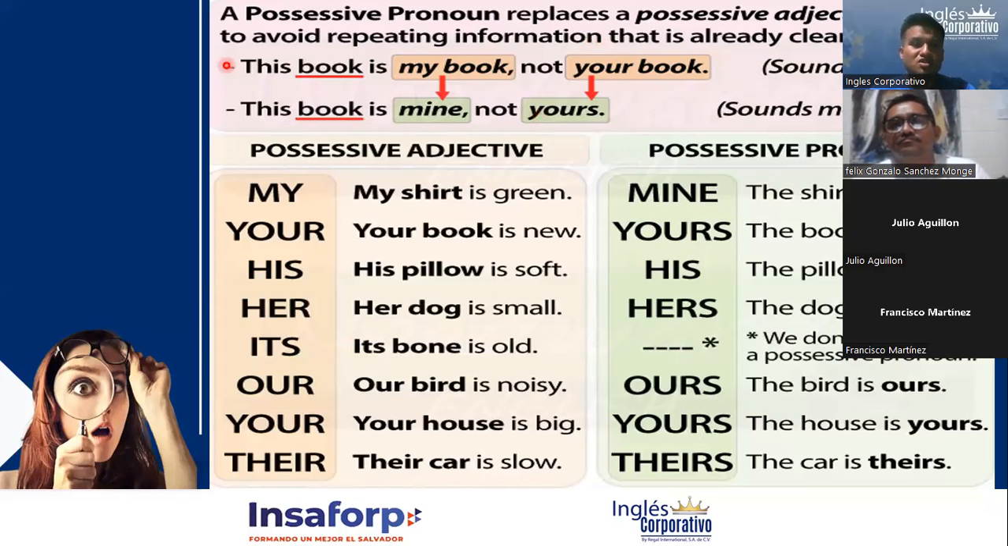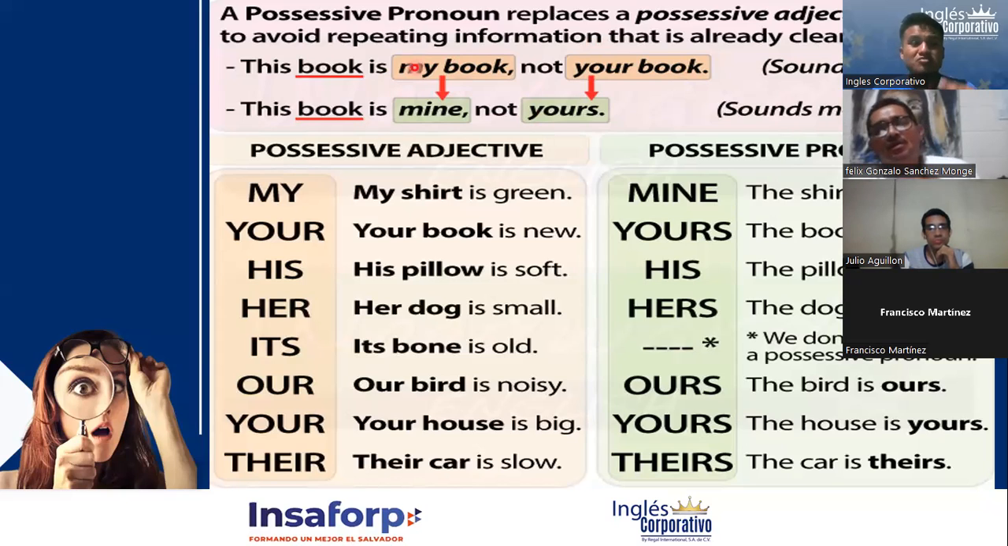So here we have a very, very clear example. This book is my book, not your book. If you notice, I'm repeating the same word. I'm saying, este libro es mi libro, no tu libro. So repetitive. Too repetitive. So, what do we do? To avoid repeating book three times, I say, this book is mine, not yours. Here it sounds more natural. And I'm saying the same thing, este libro es mío, no tuyo.